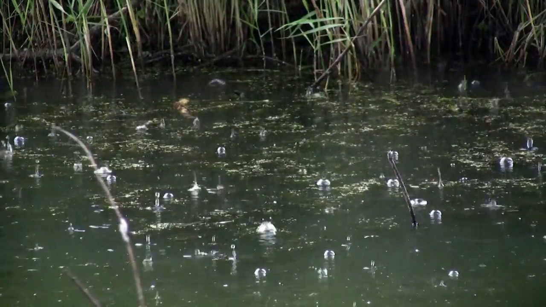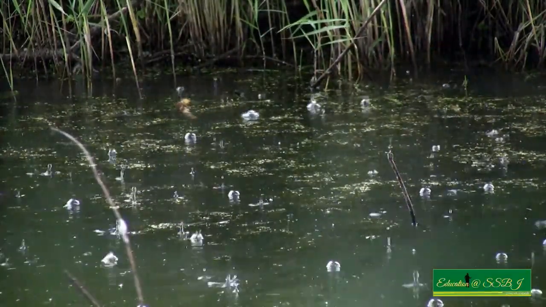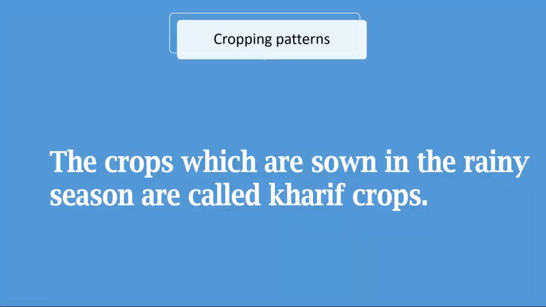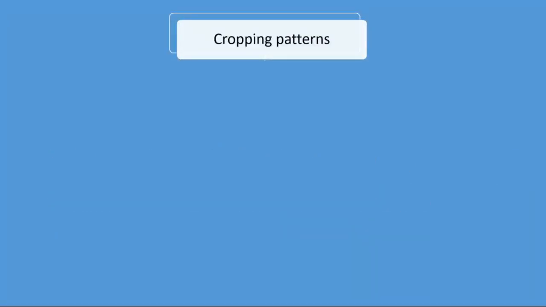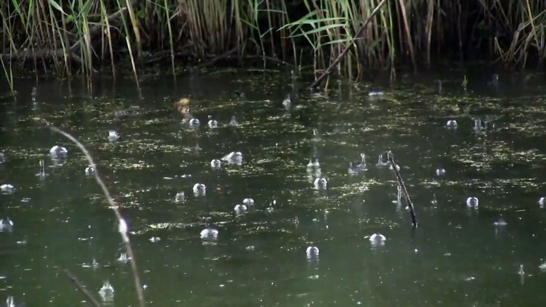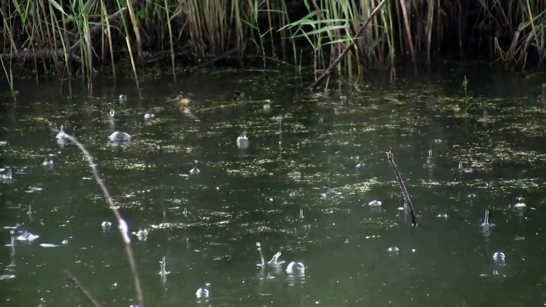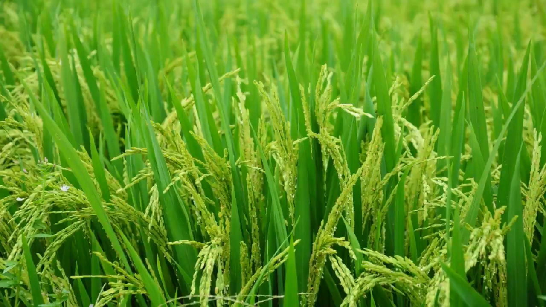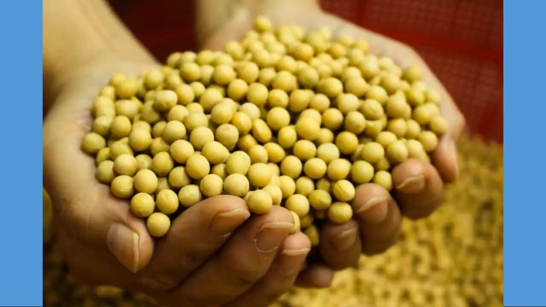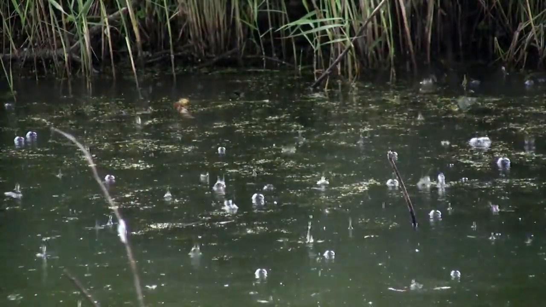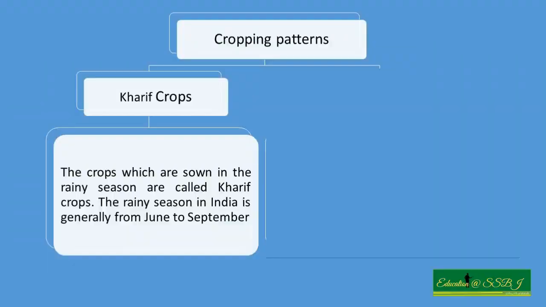And what are Kharif crops? Crops which are sown in a rainy season are called Kharif crops, right? Because those crops require more water. And when is the rainy season in India? Somewhere June to September. Slightly it varies here and there. And what are the crops grown? Paddy, maize, soyabean, groundnut, cotton, they require water to grow. And that is why they are grown in a rainy season. And they are all Kharif crops.